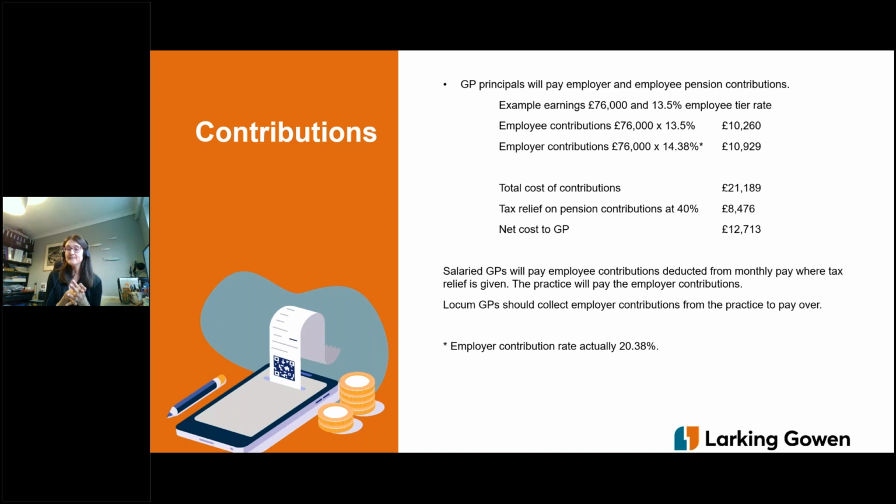If you're a salary GP, the employee contributions come off your pay slip. You get tax relief at source under pay as you earn, so your tax bill is lower. If you're a locum GP, how it works is you collect the employer contribution when you invoice the practice, then you pay that and your employee contribution over to Primary Care Support England. And again, you have to put that on your tax return to get the tax relief back for the bit that you paid.